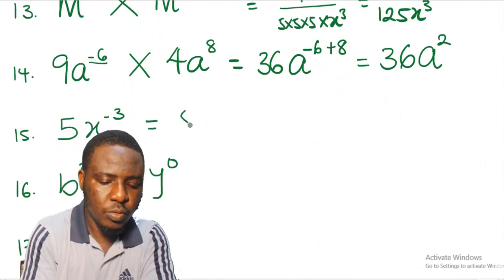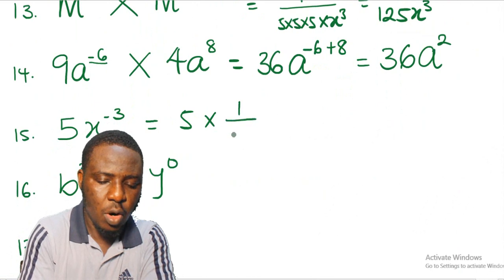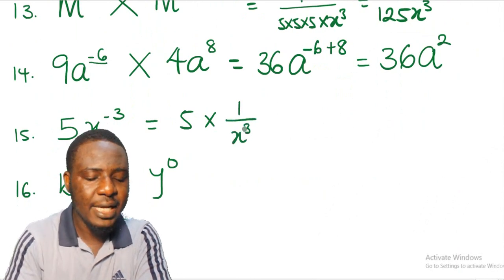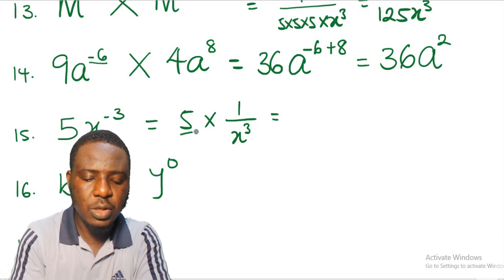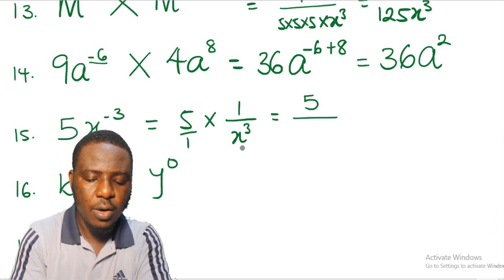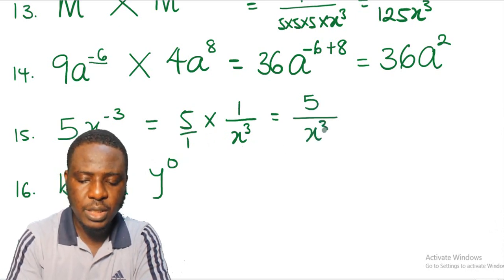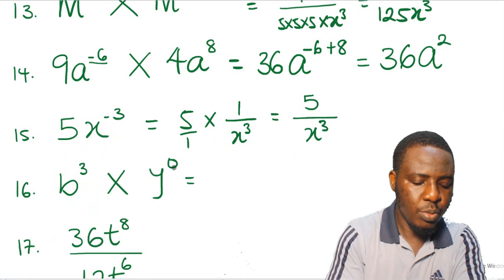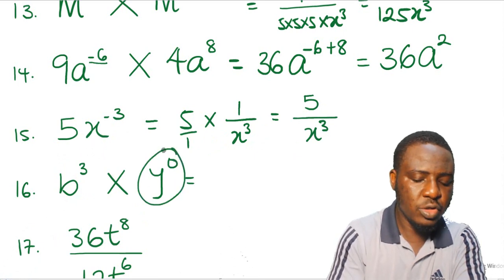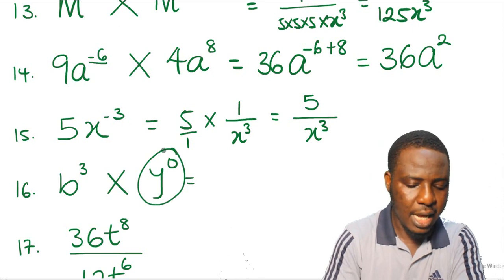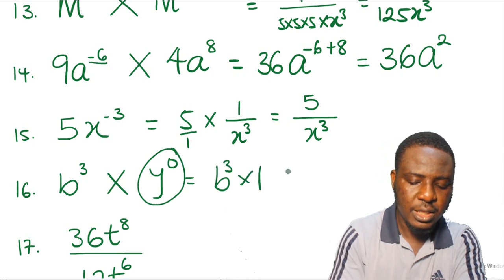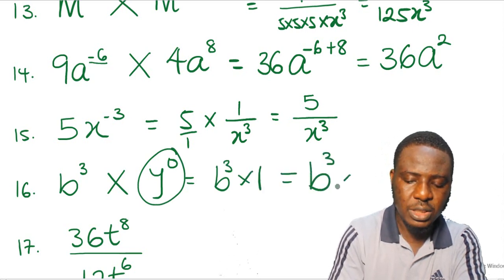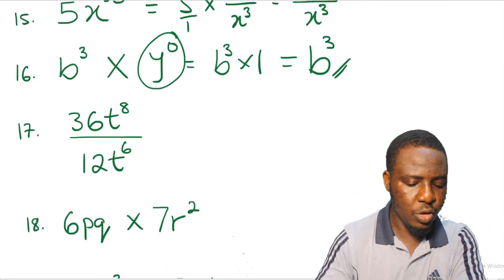This is equal to 5 times 1 over x cubed. Having applied the negative power law, this is equal to, put this over 1 and multiply out. This gives us 5 times 1 is 5 over 1 times x cubed is x cubed. Question 16 is equal to b cubed times y raised to the power of 0. For y raised to the power of 0 gives us 1 as seen by the 0 index law. So this becomes 5 raised to the power of 3 times 1. And anything multiplied by 1 gives you itself. So this is b cubed.